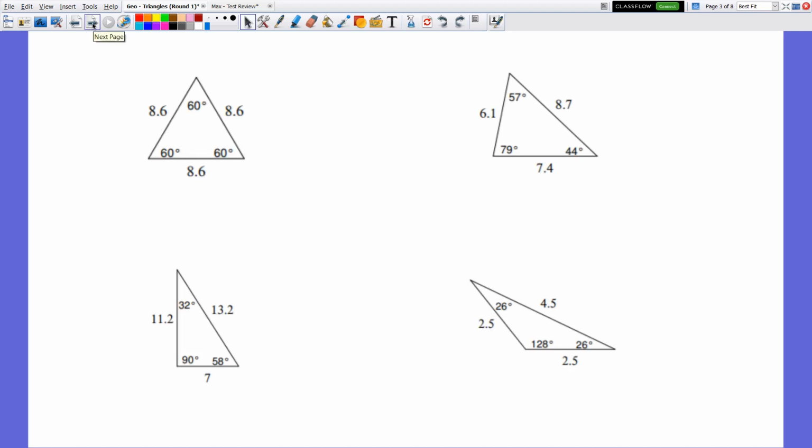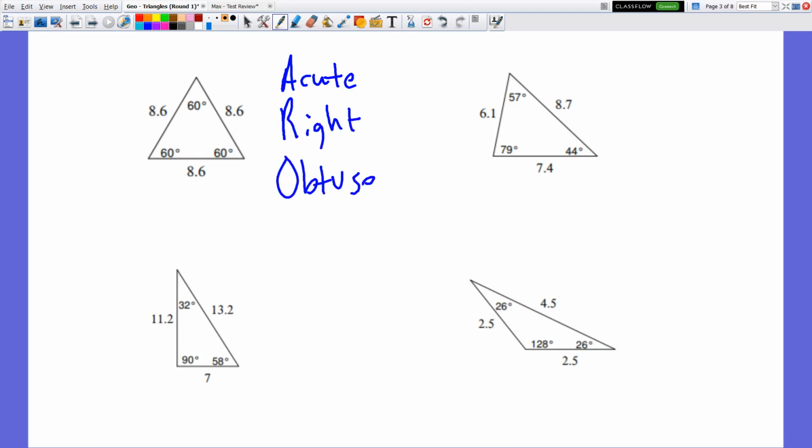That was acute. Oh, acute. Oh, it's so pretty. Right? And obtuse. These are classifying by angles.